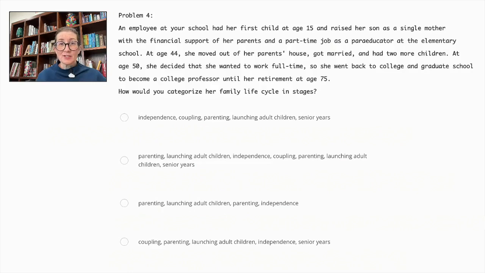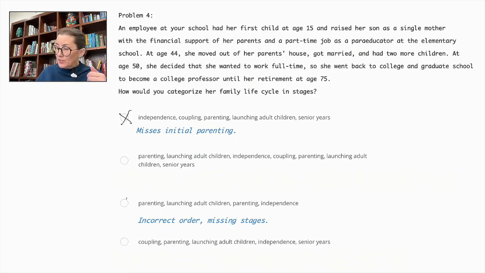The first answer is incorrect because it does not account for her initial parenting stage and places independence before her first period of parenting. So let's cross that out. The third sequence is incorrect because it places independence after launching adult children, which doesn't align with her timeline. So we can eliminate that as well. The fourth sequence is not correct because it doesn't follow the correct chronological order. So let's cross that one out as well.